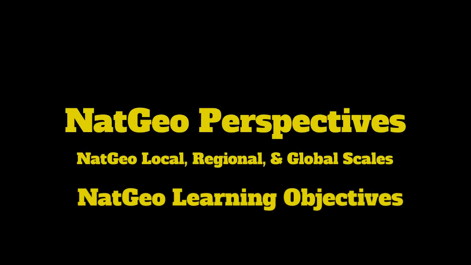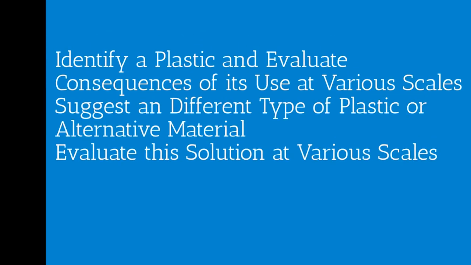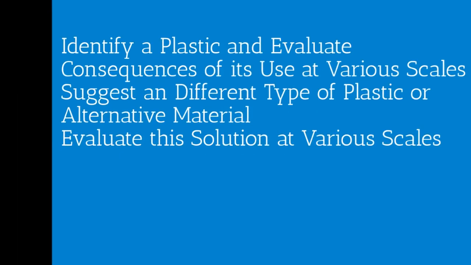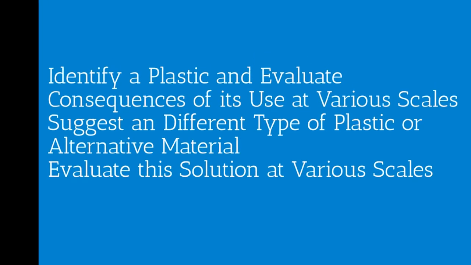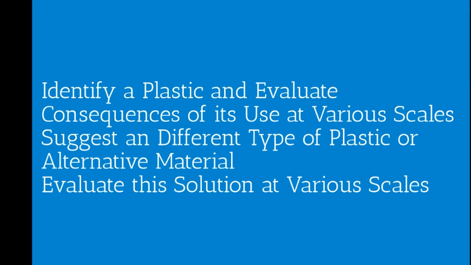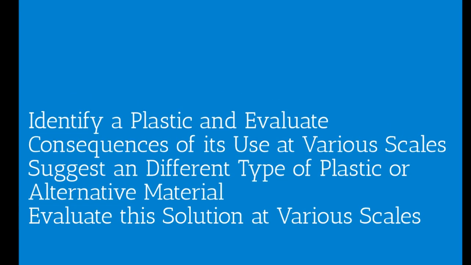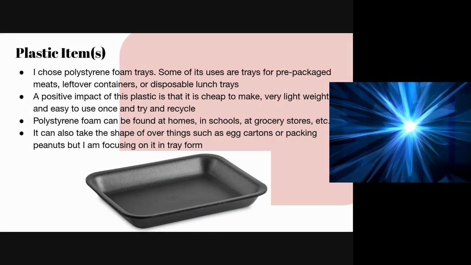It was time to challenge my classes with one last activity, or to identify an item made of plastic in their world, their school, their home, their community, and come up with a more sustainable replacement. Along the way, they analyzed at the local, regional, and global scales again, and they explained why their solution was a more sustainable option. The item that I chose was polystyrene foam trays.